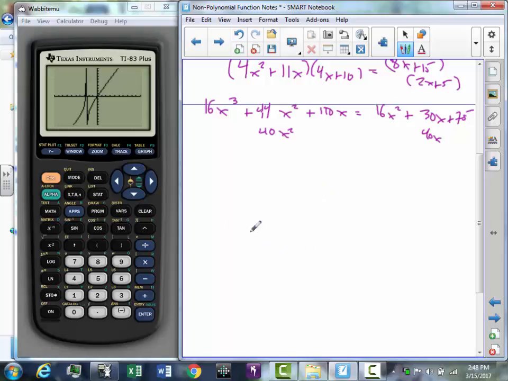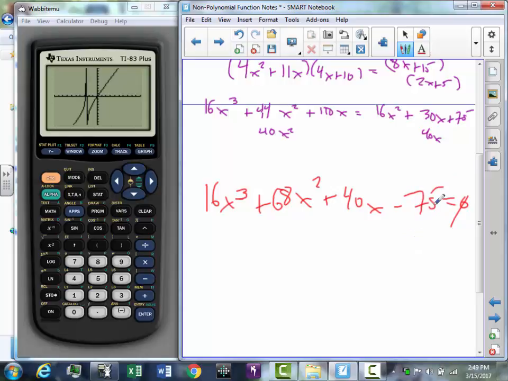All right, let's bring everything to one side. So the 3 will stay on this side. 40 and 44 gives you 84, and then you've got to subtract 16 from 84. 66? 68? You guys have calculators. Okay, and then you've got 110, but you're minusing 70, so that's 40x. And then you've got a minus 75 at the end. Is everybody in agreement on our cubic?